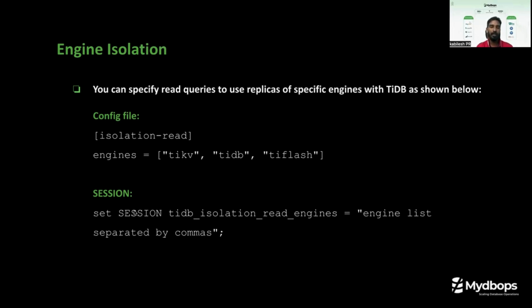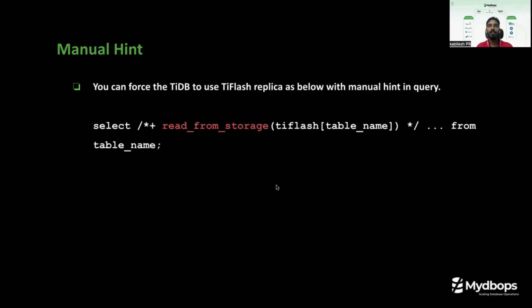This can also be set at the session level by this. Thereby, you can start using TiFlash. And obviously, there is also a manual hint option. Thereby, with a particular query, you can provide a hint like read from storage, TiFlash, and the table name. You can read directly from TiFlash, bypassing the optimizer and those things.